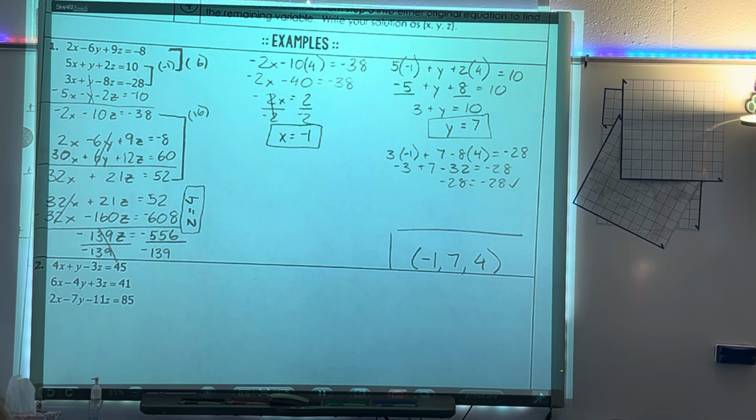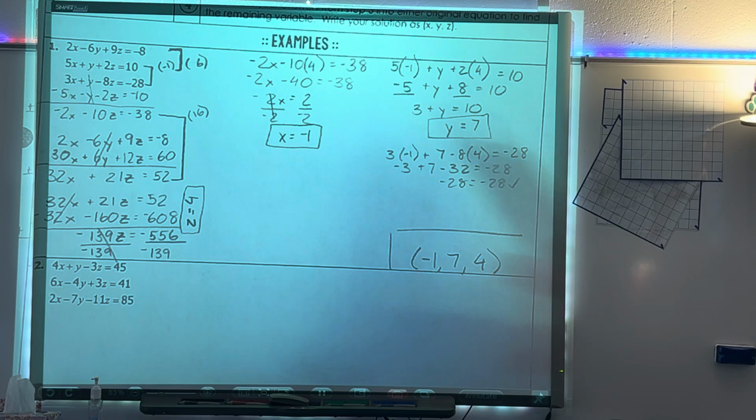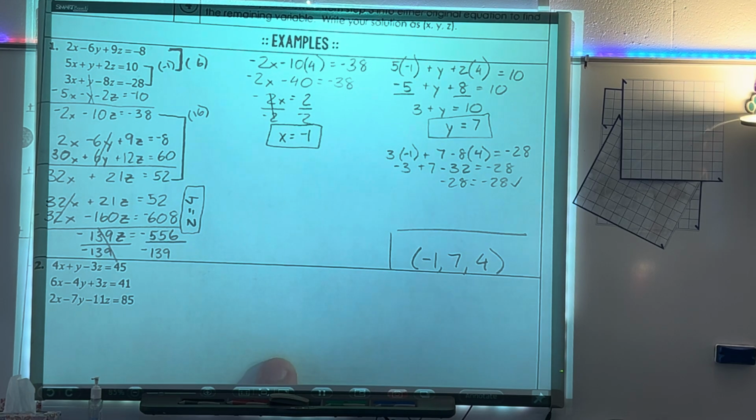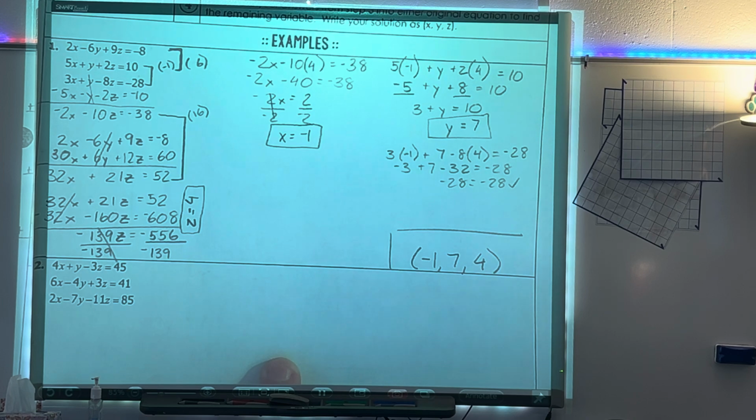Are y'all more comfortable with elimination than substitution? Okay, I thought so. Most people are. Alright, any questions on this problem right here? Y'all okay? Alright, so I'm going to flip over to the back and I'm going to work number 4.